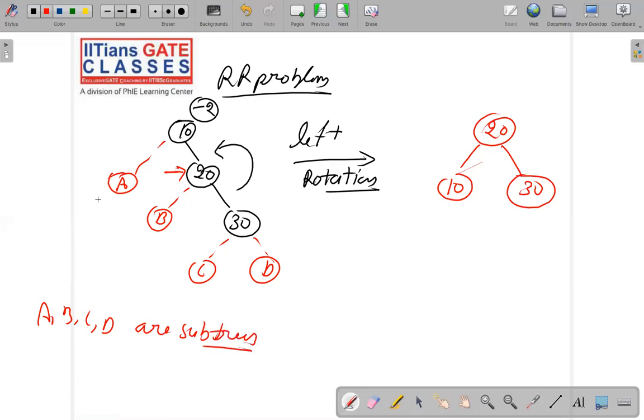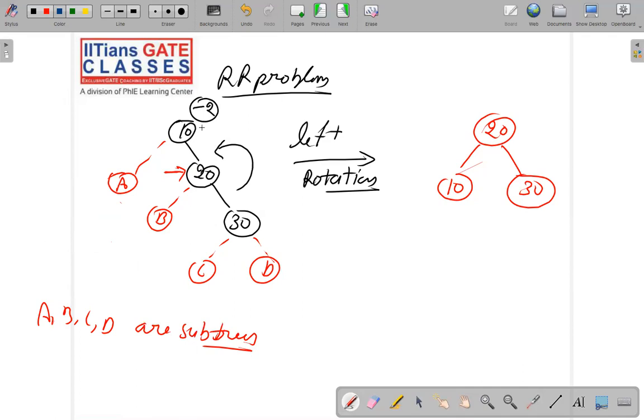So I'm not printing the whole tree structure here, I'm just printing the subtree. The subtree structure won't change, but its connection to the parent will change. Once we do the left rotation, what will happen after that? Let's see.